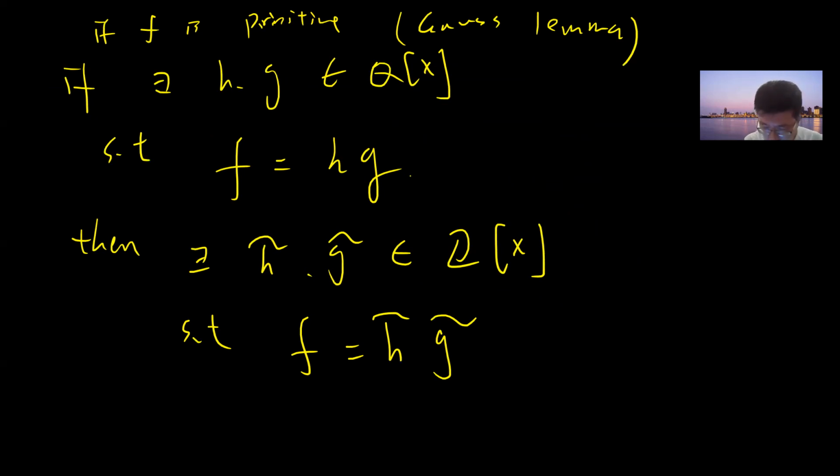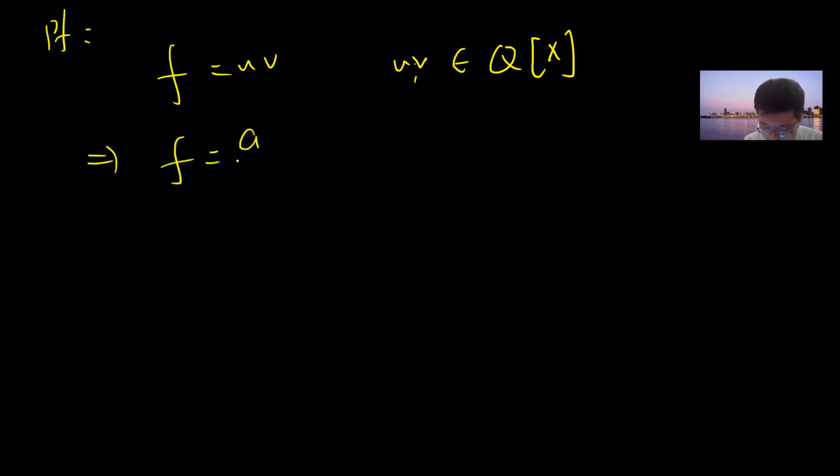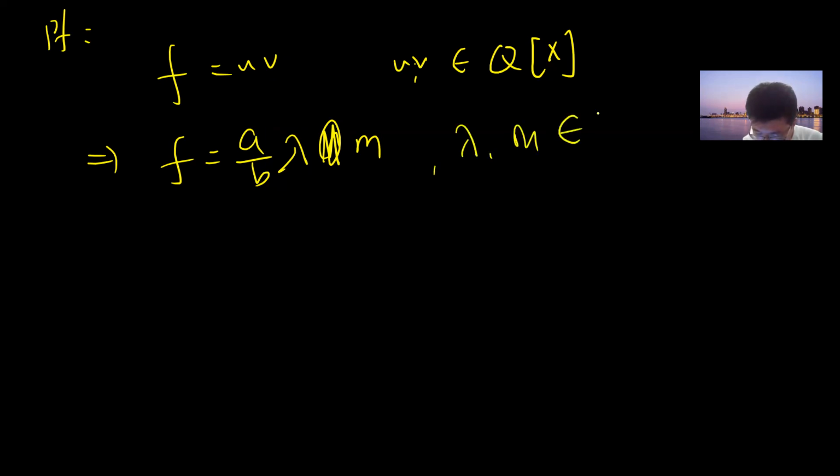Okay, so the proof. Suppose you can write f as u v, where u and v are rational polynomials. You can clear all the denominators and take out all the common factors. So basically, you can write f as a over b times lambda times mu, so this is u v. I can put all the rationals into a divided by b, such that lambda and mu are in Z[x] and a, b are also integers.